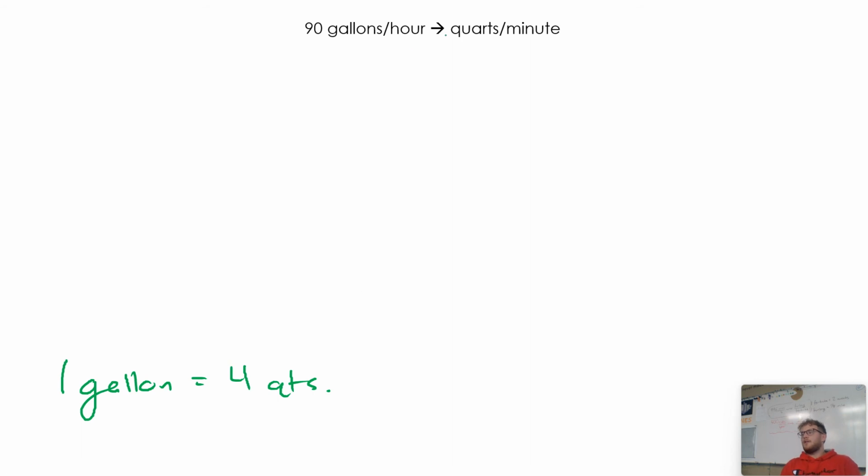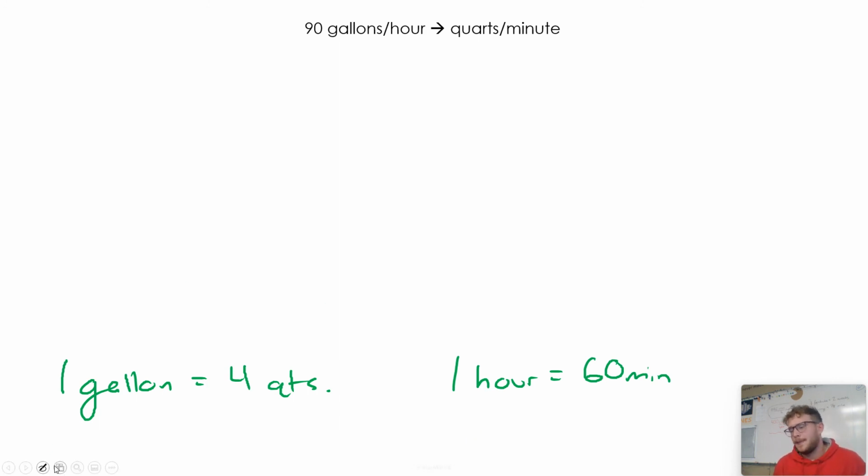And then I'm trying to go from hours to minutes. Okay, that is on your sheet, but hopefully by now you know how many minutes are in an hour. So I'm just going to go ahead and write down that 1 hour equals 60 minutes. Okay, so now I think I have my conversions. I think I know what I need to do. Question is, how do I set it up?